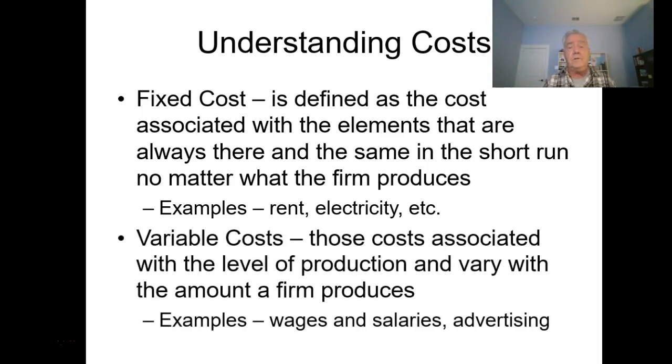Variable costs. Costs associated with level of production vary with the amount the firm produces. For example, wages, salaries, and advertising. I showed you that in the last chart that we did in the last chapter, last class.